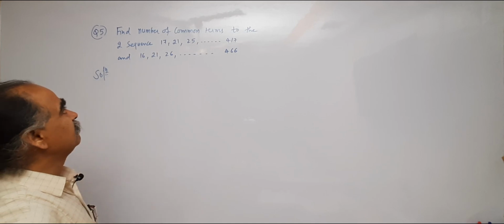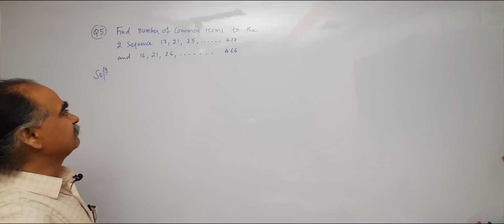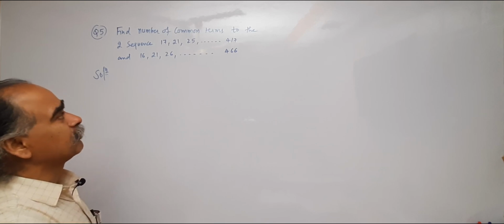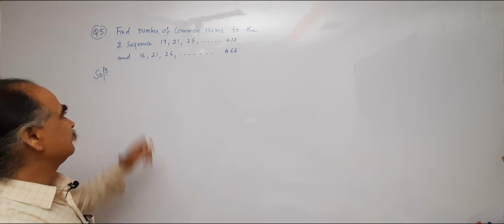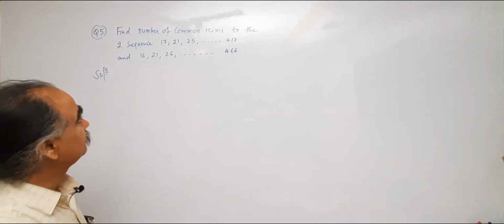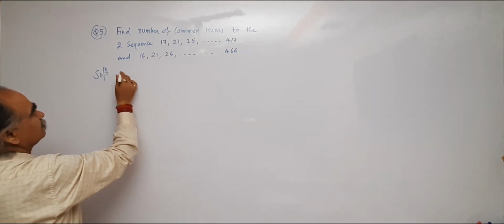Find the number of common terms to the two sequences 17, 21, 25 up to 417 and 16, 21, 26 up to 466. The first common term is what? 21.